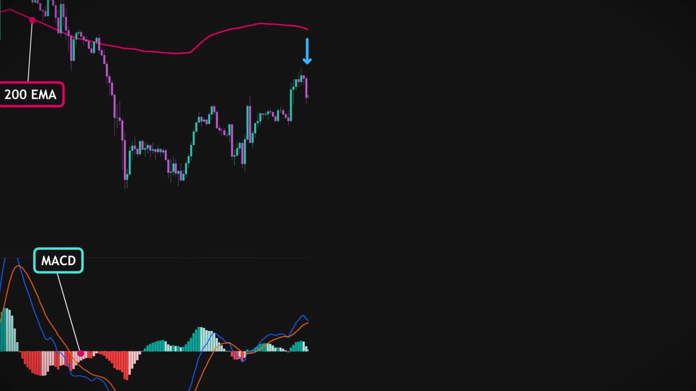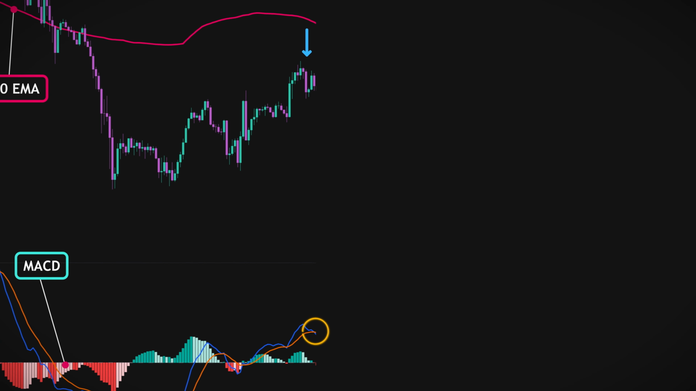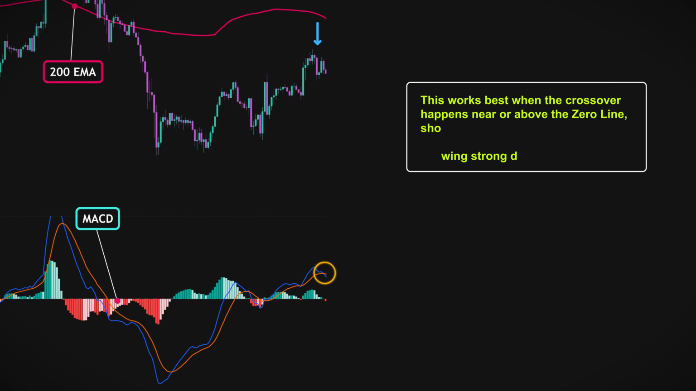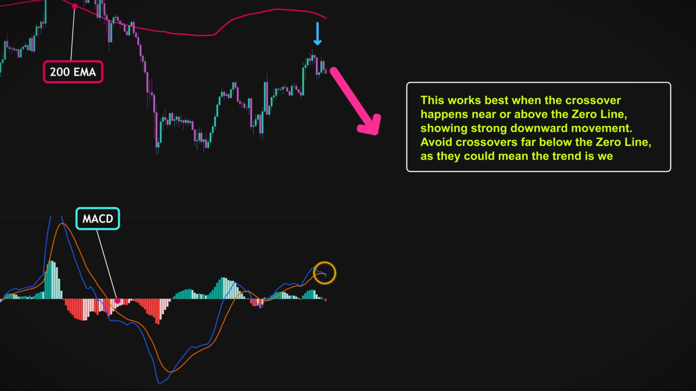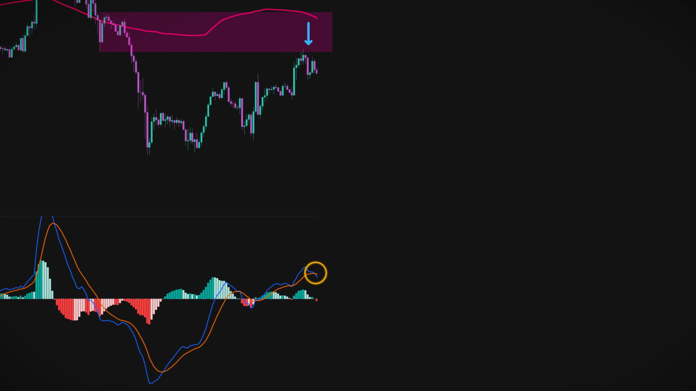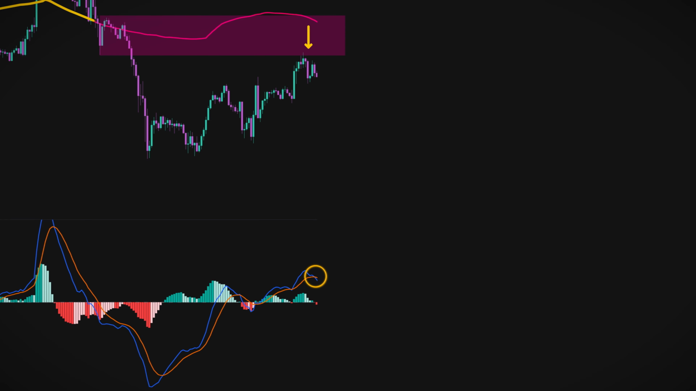Wait for a bearish MACD crossover, where the MACD line crosses below the signal line. This is most effective near or above the zero line, indicating the start of strong downward momentum. Avoid crossovers far below the zero line, as they may suggest a weakening trend. Confirm the setup by checking resistance levels where the price has previously struggled to move higher. If the crossover aligns with these levels and the price remains below the 200-day moving average, it's a strong signal to enter a short trade.